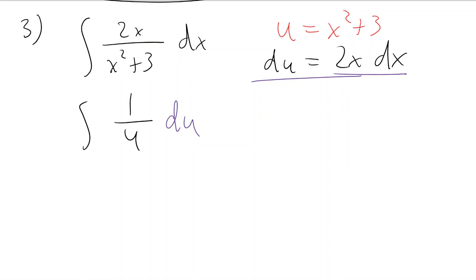In place of 2x dx is equal to du. So I just replace 2x dx with du. And all of this is over x squared plus 3. So that's 1 over u. I just did an extra step underneath it.